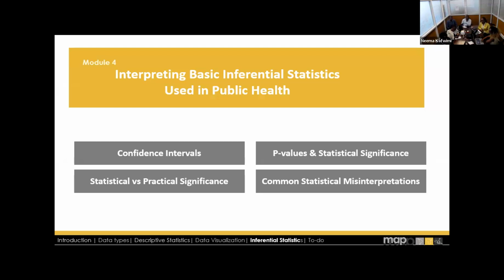So let's go to the part of interpreting basic inferential statistics in public health. In this context, we are going to look at the confidence interval, the p-values, statistical versus practical significance, and common statistical misinterpretations. We have spent time describing data, summarizing it, and visualizing it. Now we are going to a most important part: how we can conclude from what we have seen.